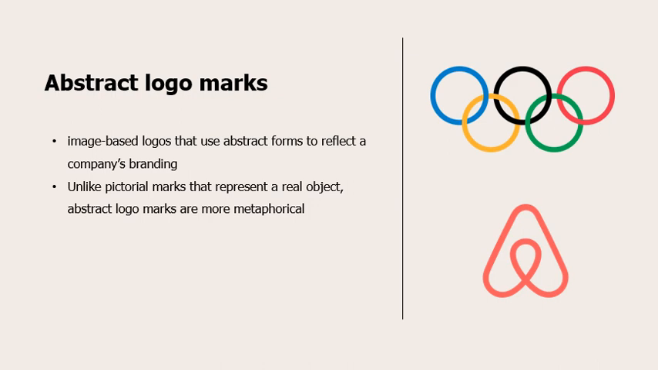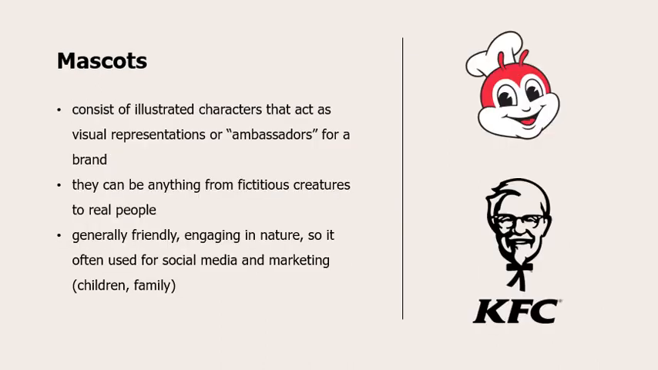Another one is the Airbnb. So it looks like an A for the Airbnb. It looks like an inverted heart. It looks like the location icon as well. So these types of abstract logo marks are metaphorical rather than literal representation of real world objects.